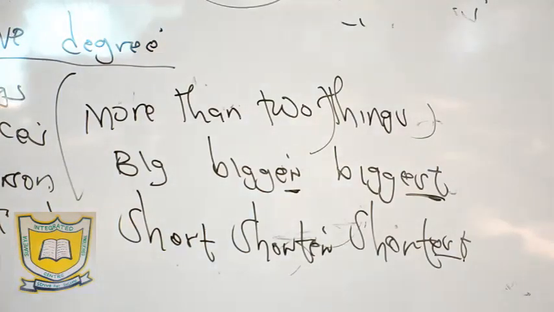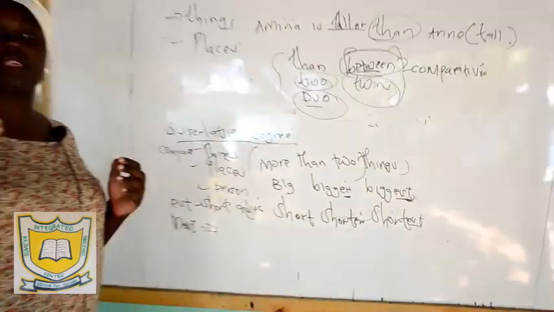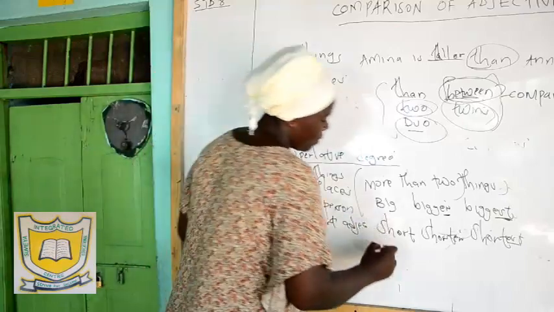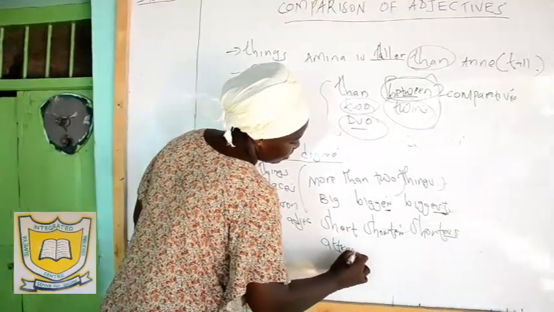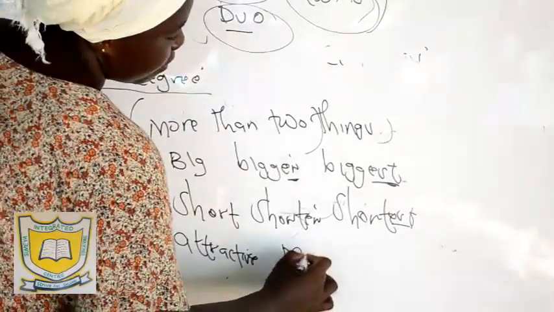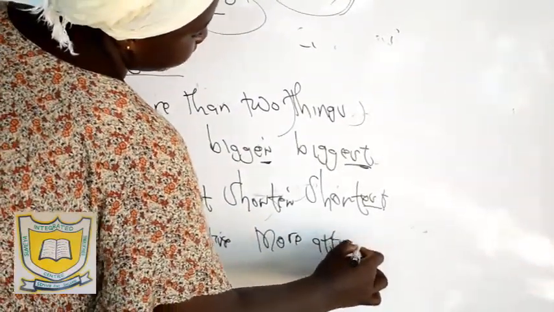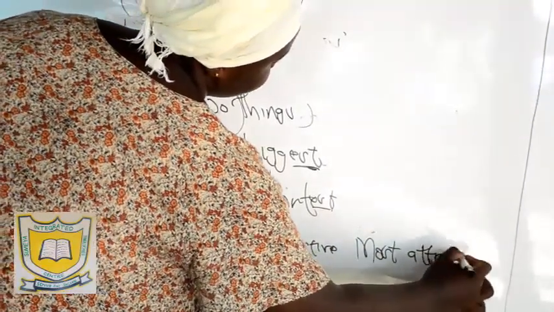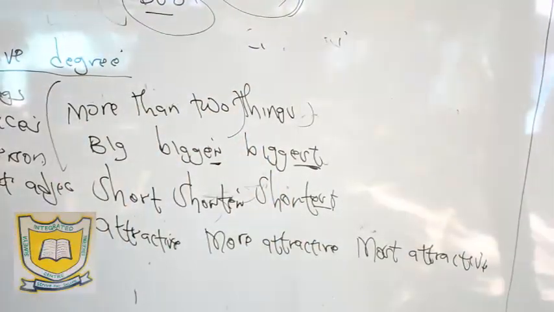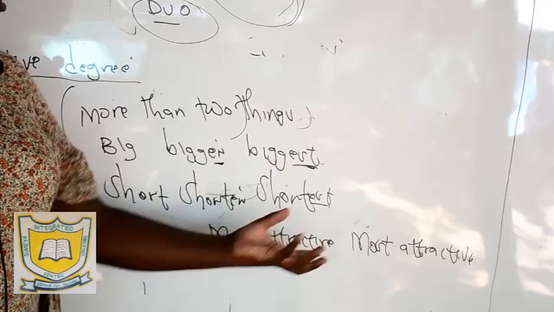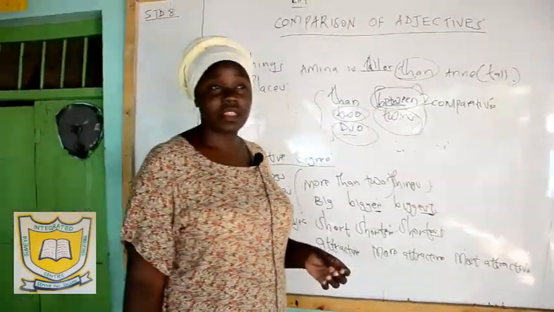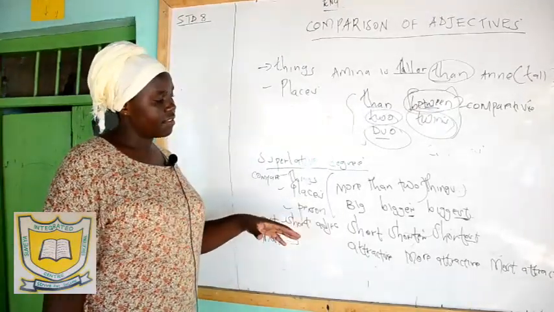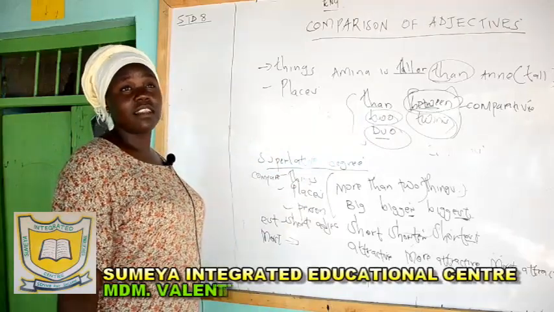How about those long adjectives? We said if an adjective takes more in the comparative, then it is going to take most in the superlative. For example, I can say she is attractive if it's one person, and then you can say more attractive in the comparative, and then in the superlative you are going to say most attractive. Now you have attractive, then more attractive in the comparative, then most attractive in the superlative.